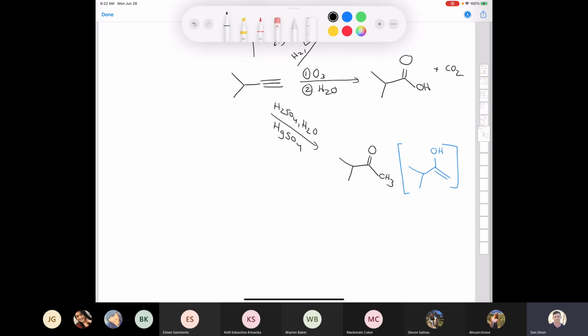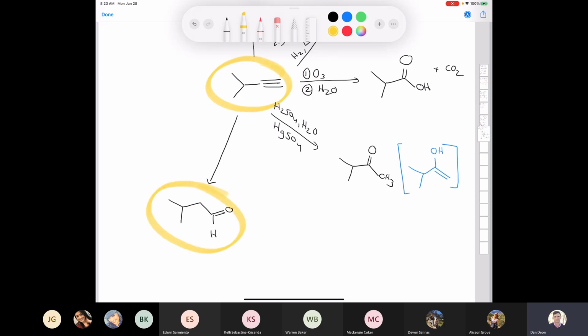The next one's in a similar vein, right? Just practicing all of our reactions here. So we want to take this compound and we want to make this aldehyde. Okay, look, we're still not changing the carbon skeleton. We have 5 carbons here, 1, 2, 3. We have 5 carbons here. So no changes to the carbon skeleton. But now you can see that we're doing that anti-Markovnikov addition, right?